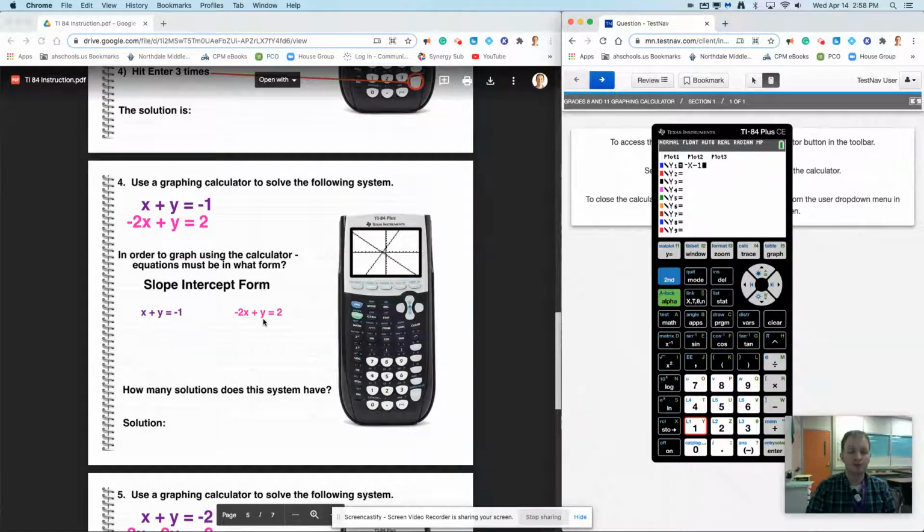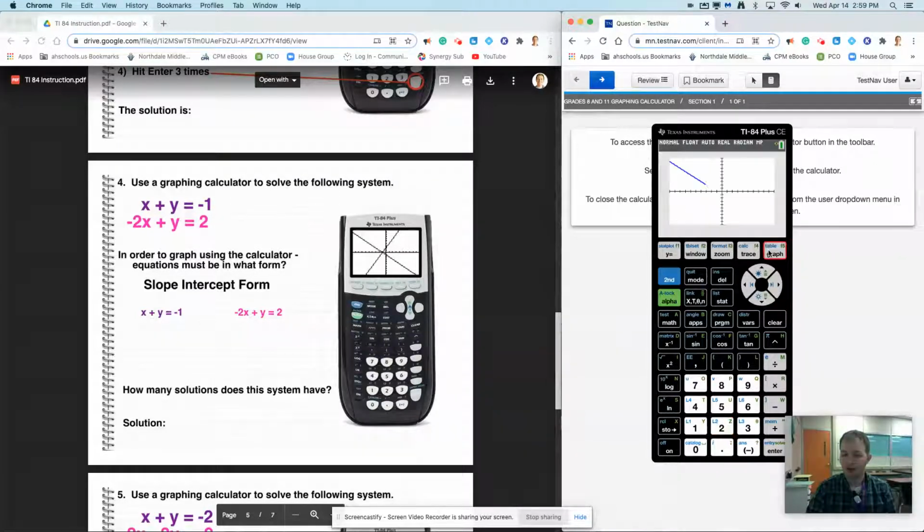My other equation, I'm going to do the exact same thing. So this time I'm going to add 2x because this is already subtracting 2x. So now I'll have 2x plus 2 in this situation here. Then I just need to graph it.